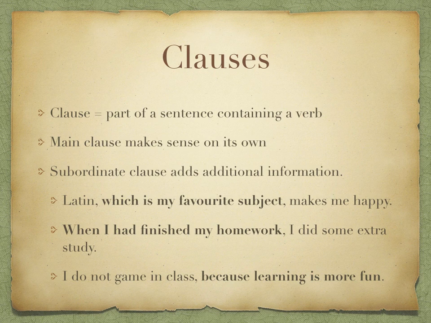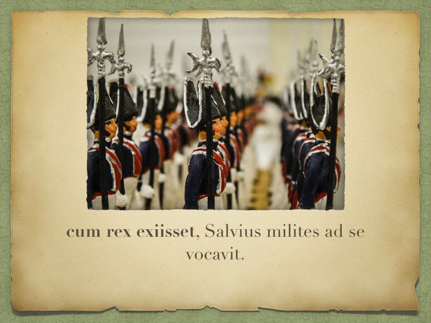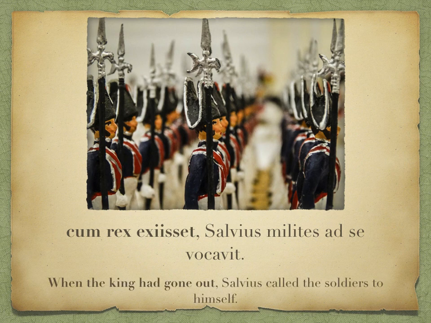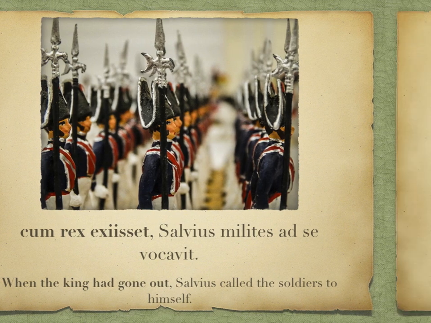In stage 24, we're going to meet a new kind of subordinate clause, and this has the pluperfect subjunctive in it. So here we have our first example, cum rex exierat, Salvius milites ad se vocavit. The main clause is the bit that's not in bold. Salvius called the soldiers to himself. But when we have the word cum meaning when, it's a subordinate clause, and we need to add in this extra phrase, when the king had gone out. So that exierat is a pluperfect, and it's subjunctive.